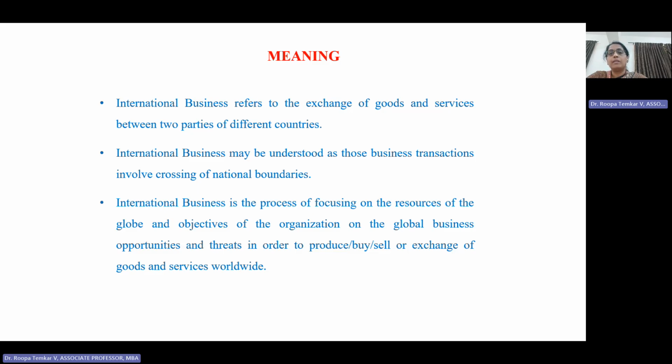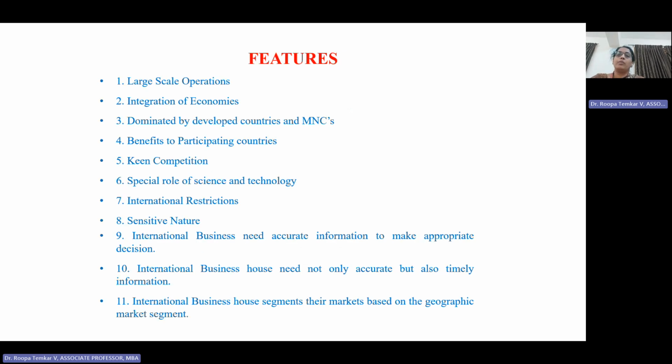And it is the process of focusing on the resources of the globe and objectives of the organization and the global business opportunities and threats in order to produce or buy or sell or exchange goods and services worldwide. Means we can either produce or buy or sell or exchange the goods and services that we usually call exports and imports. So this is the basic meaning of the term international business.